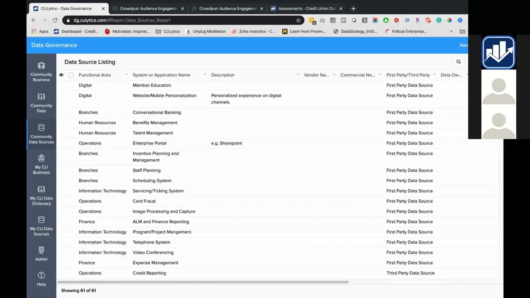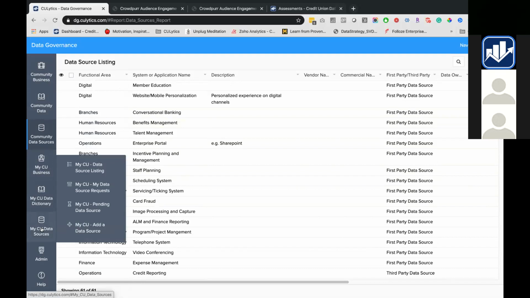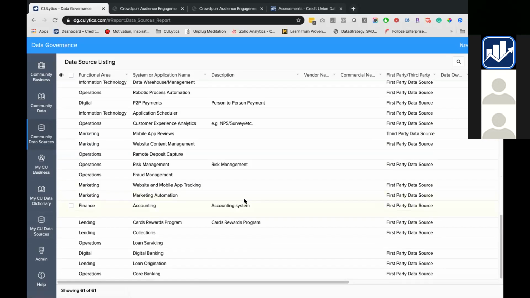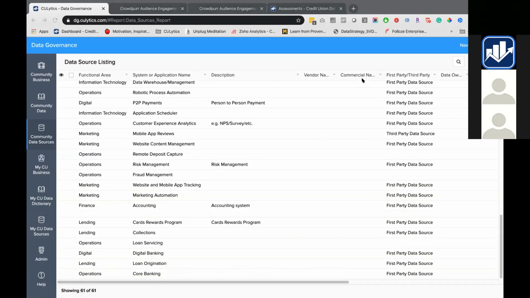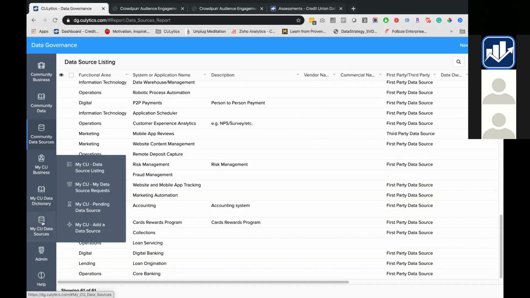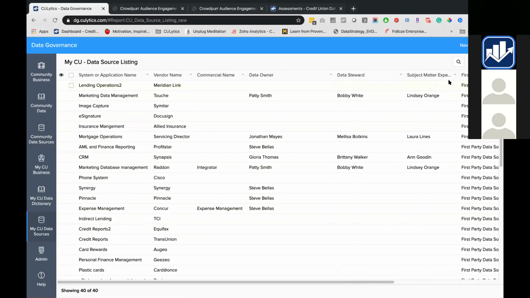So here is just a general listing, but the key over here is that you can use these business terms, but then you can create the glossary terms or the data sources which are very specific to your credit union. For example, when we think about core banking, the core banking system may not provide the vendor name and commercial name because each organization may have a different vendor name and commercial name for it. But when you look at the My Credit Union data source listing, and this is for one of the credit unions, you can not only see all the applications, as well as the vendor names and the commercial name, but also data owners, data stewards, and subject matter experts, and so on.